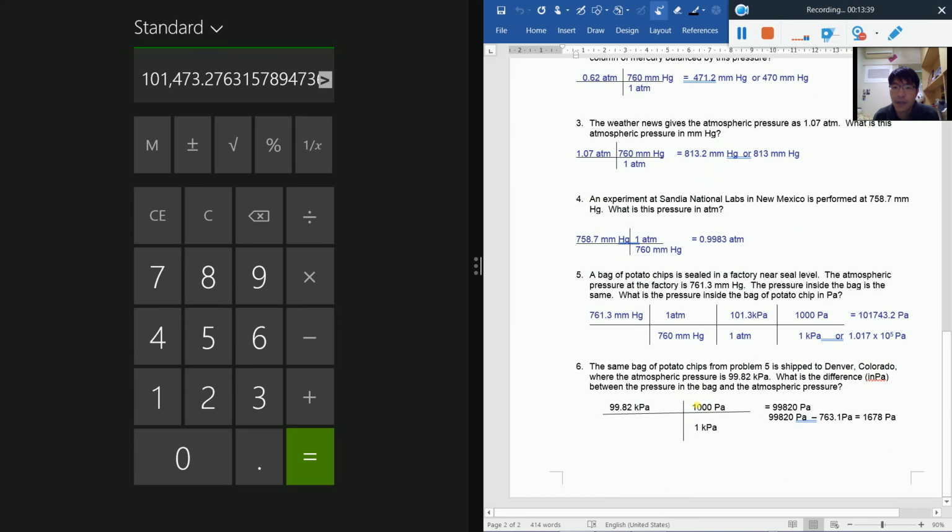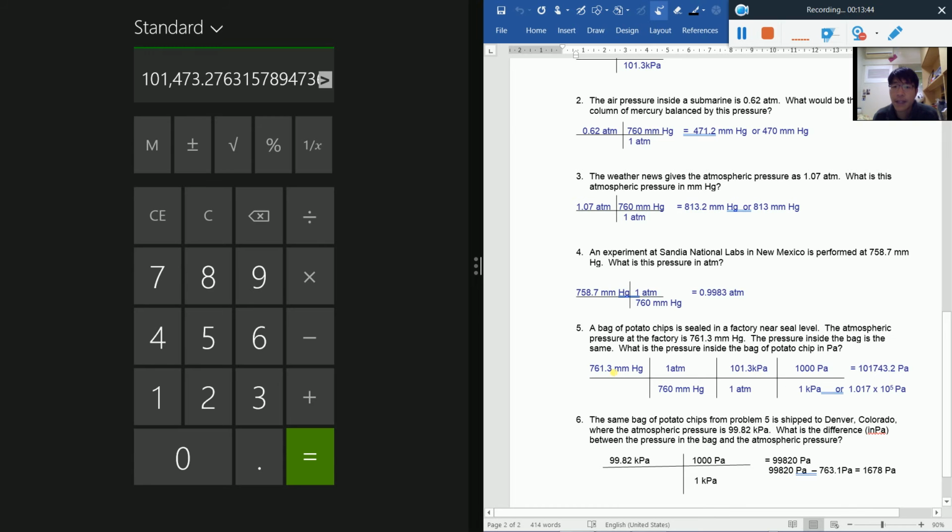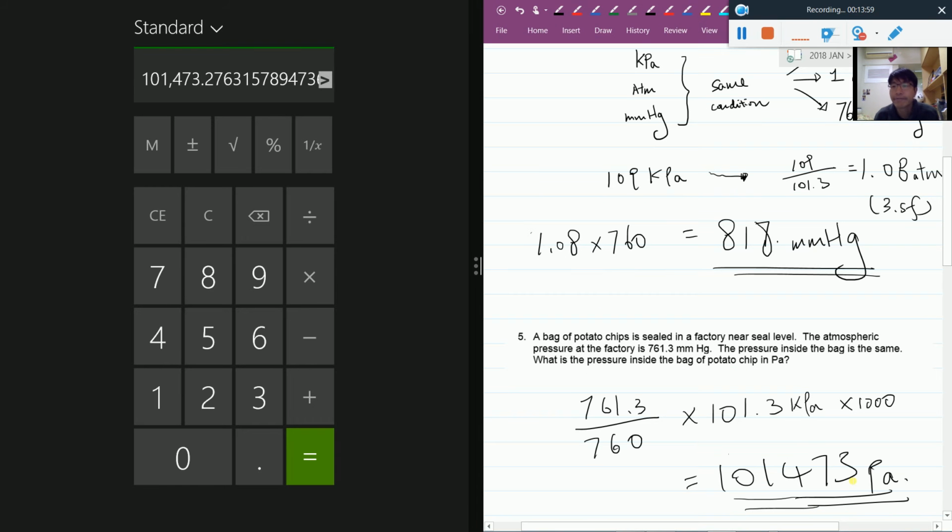So for question 5, the potato one, 761 divided by 760 times 101.3 times 1,000 equals 101,743. Right? So if you want to find out more formulas, you can go online. But this is the way of thinking. It's all about the same condition, which is 1 atmosphere. Then you just convert between each other by using the core connections between those units.